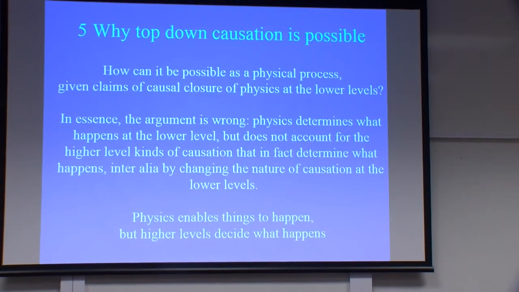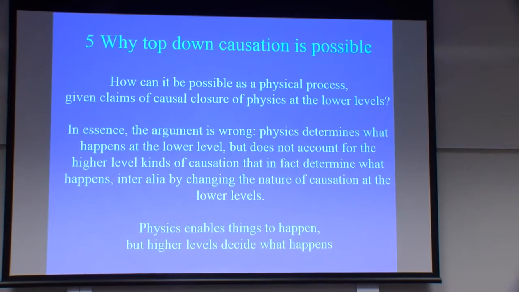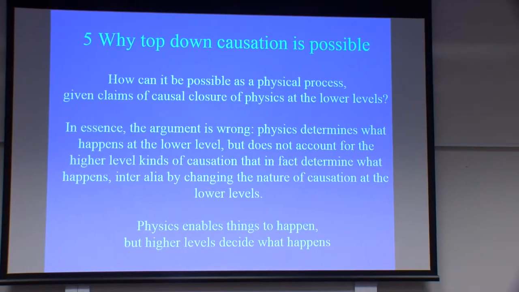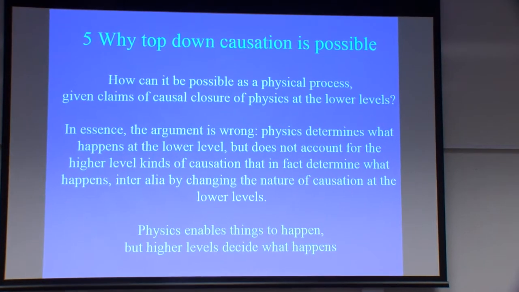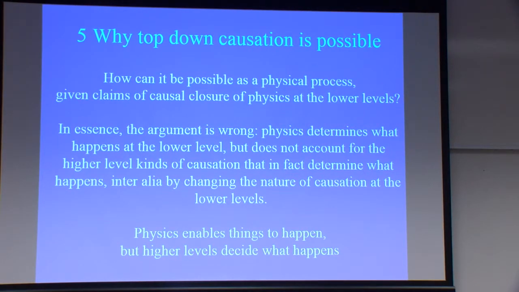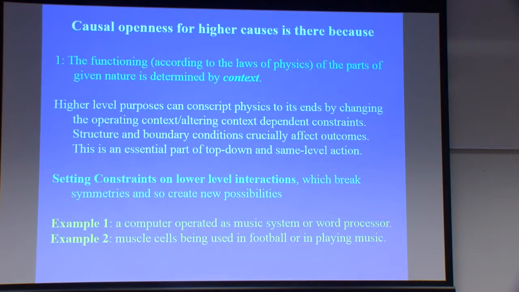Now, how can it be possible as a physical process, given claims of causal closure of physics at the lower levels? In essence, the argument is wrong. Physics determines what happens at the lower level, but does not account for the higher level kinds of causation that in fact determine what happens, as I've been indicating. And it happens inter alia by changing the level of causation at the lower levels. Physics enables things to happen, but higher levels decide what happens.